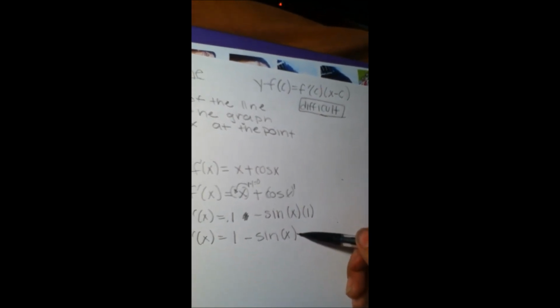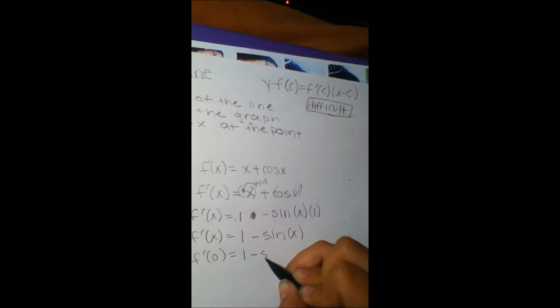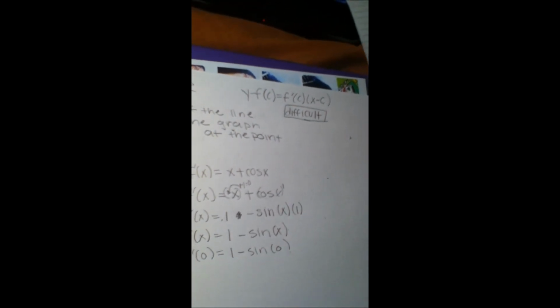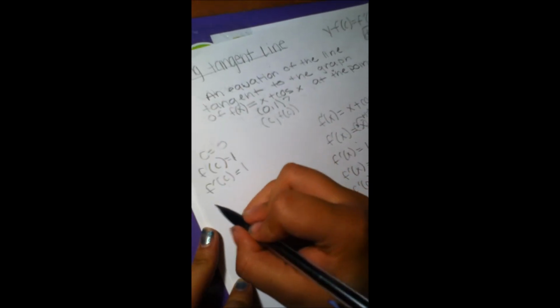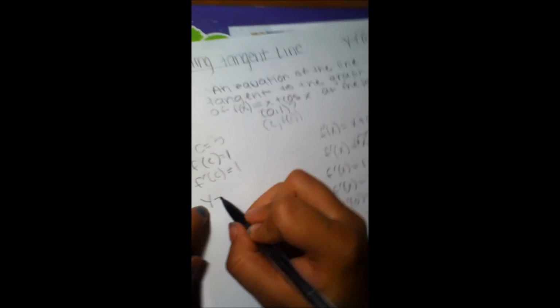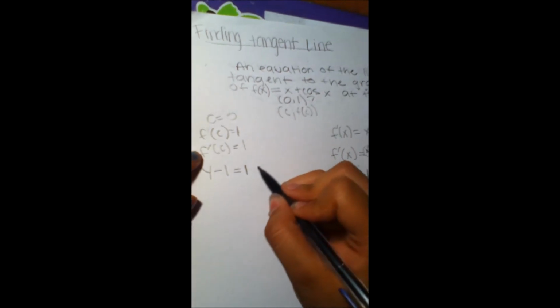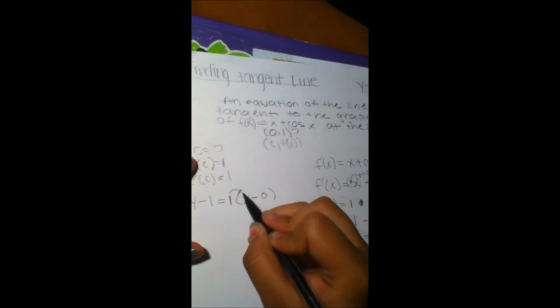For that, we have to plug in 0 in order to find our answer. Sine of 0 cancels out, leaving us f prime of c equal to 1. Having our 3 parts, we're going to solve the equation: y minus f of c, which is 1, equals f prime, which is 1, parentheses x minus c.